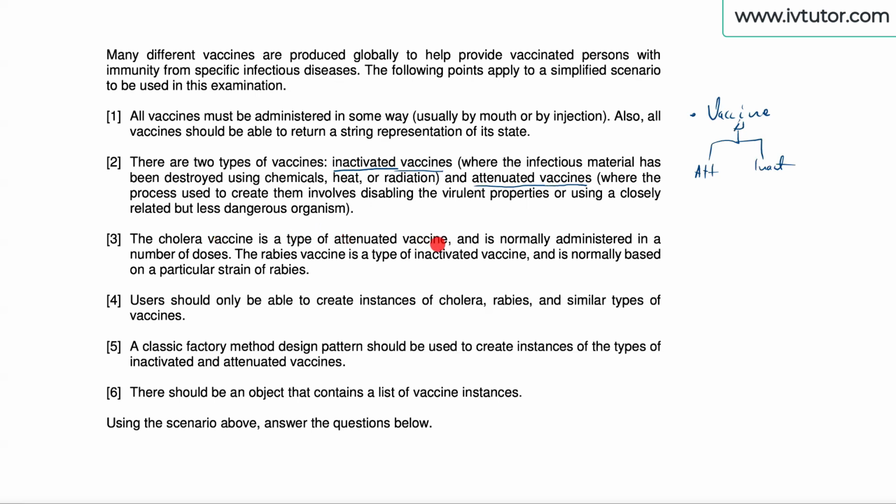Not sure if I was doing cholera vaccine, attenuated, and rabies is a type of inactivated vaccine. So yes, you went with rabies inheriting from here, and then you went with cholera inheriting from here. Yes, that's what I did.